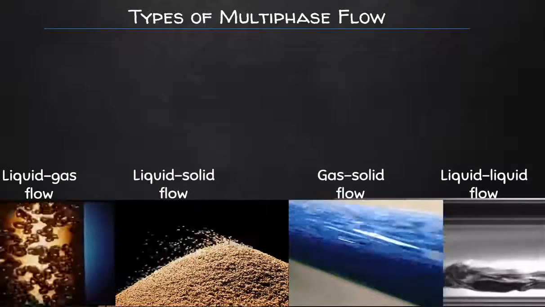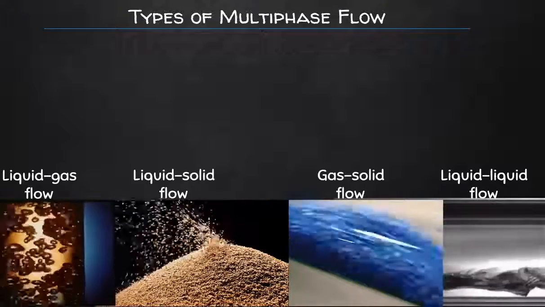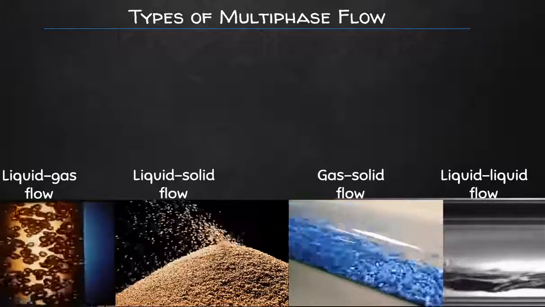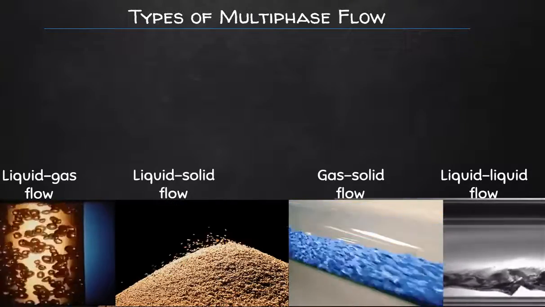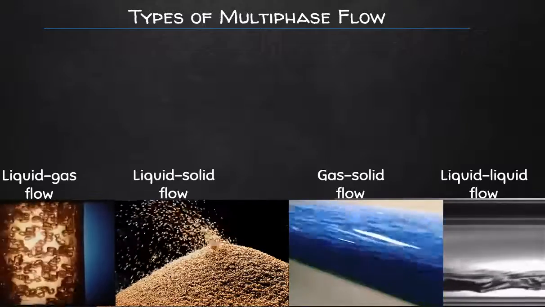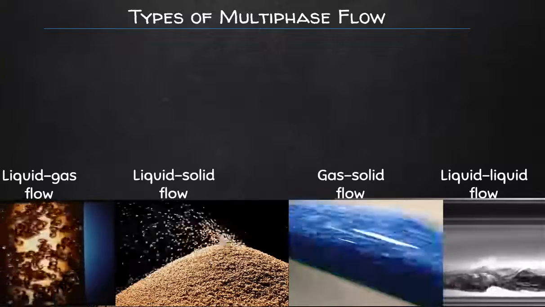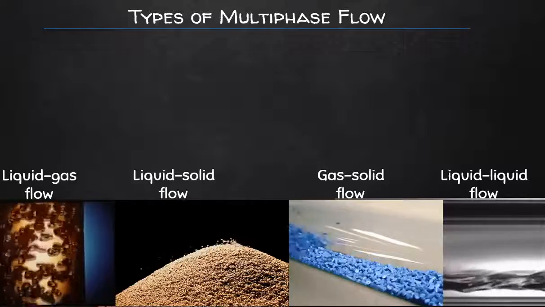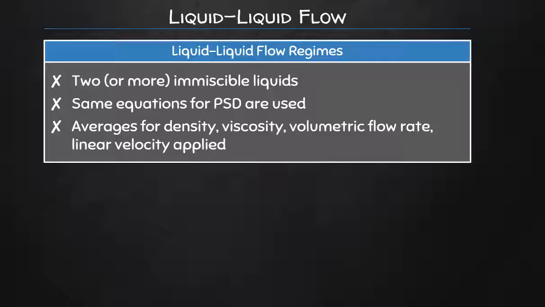Now, irrespective of the materials that can be used to make up multiphase flows, there will always be more or less four distinct types. There will be liquid-gas mixtures, liquid-solid mixtures, gas-solid mixtures, as well as liquid-liquid mixtures. You will most definitely come across most, if not all, of these types of flows in your profession as a chemical engineer, unless you work at a bank.